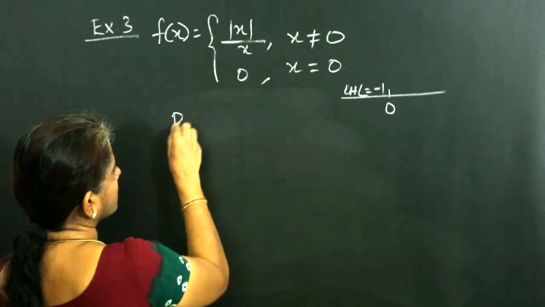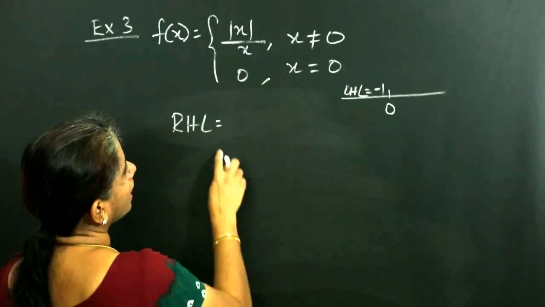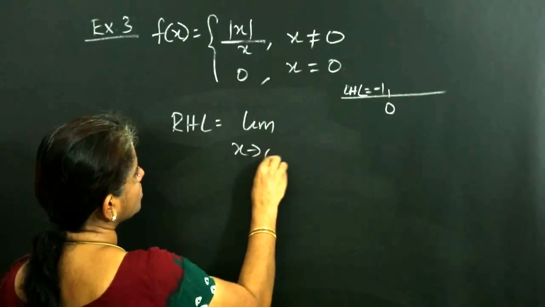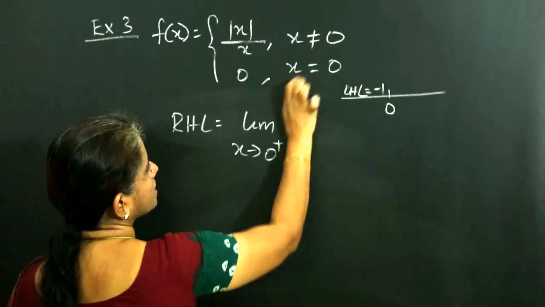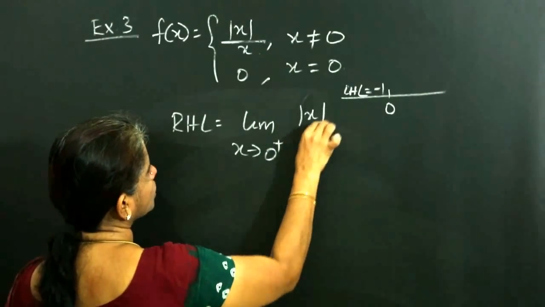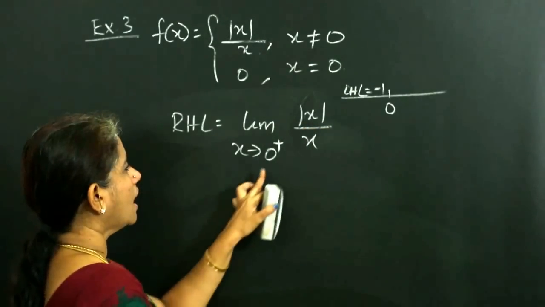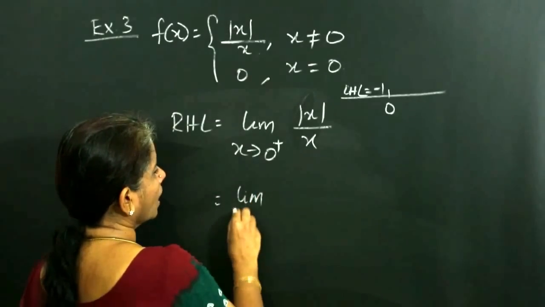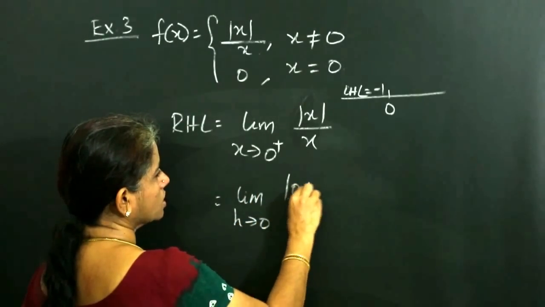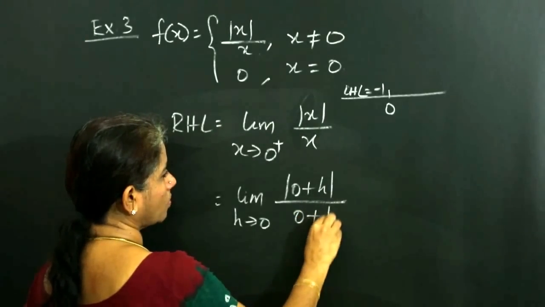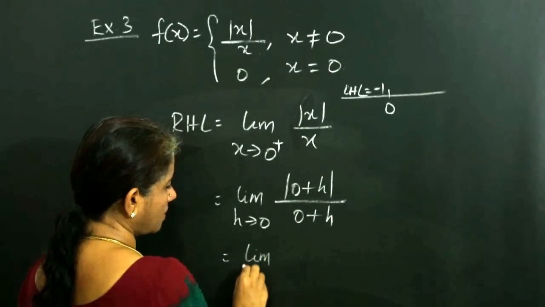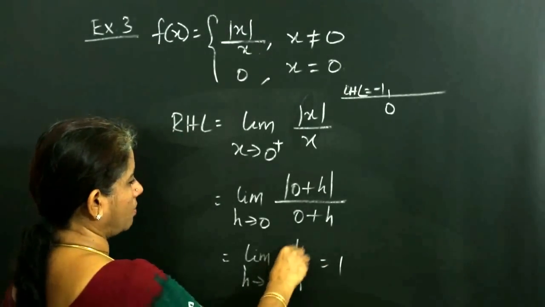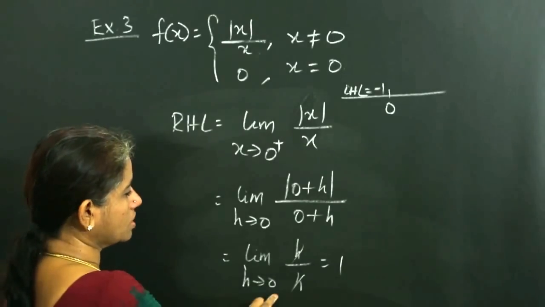So what is going to be the right hand limit? Right hand limit is limit x tends to 0 plus of f of x. And what is your f of x? It is the same function, modulus of x divided by x. And 0 plus is a number little more than 0. We have limit h tends to 0, modulus of 0 plus h divided by 0 plus h. This is same as limit h tends to 0, h divided by h, and this is equal to 1 because h and h cancel.